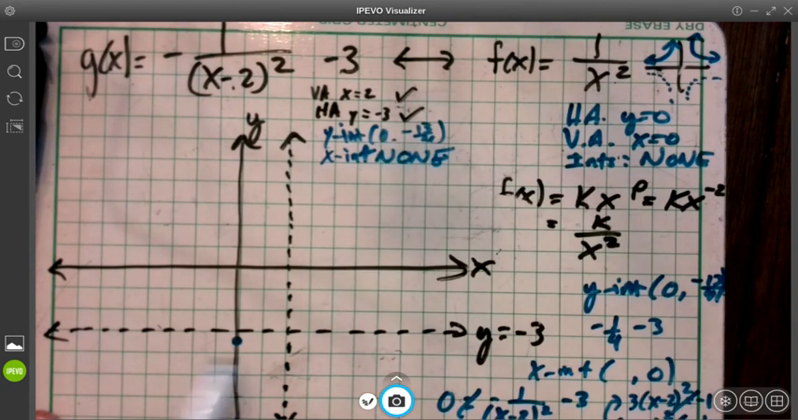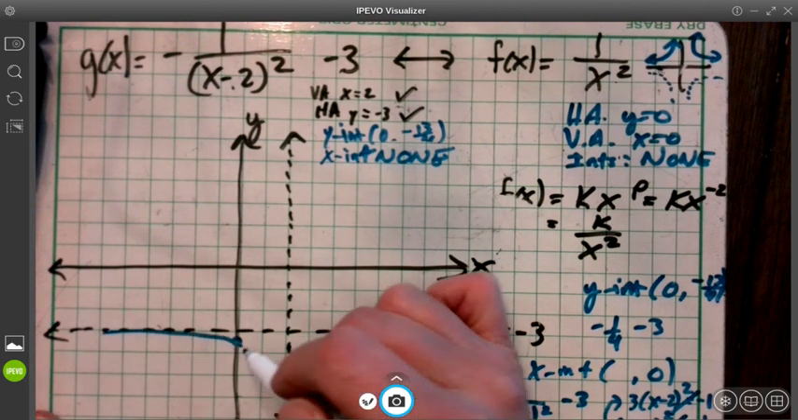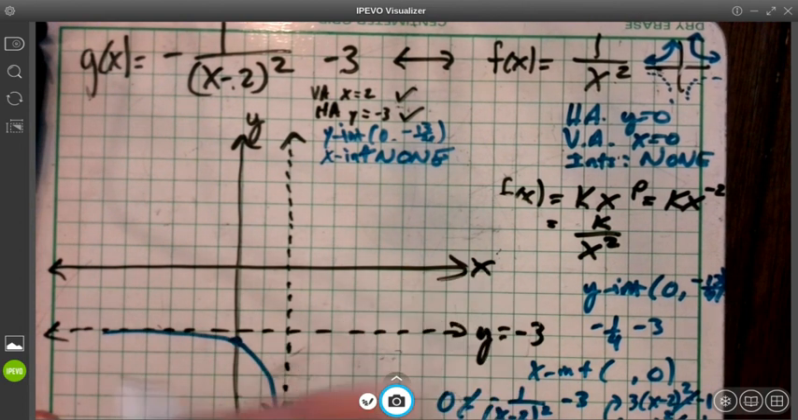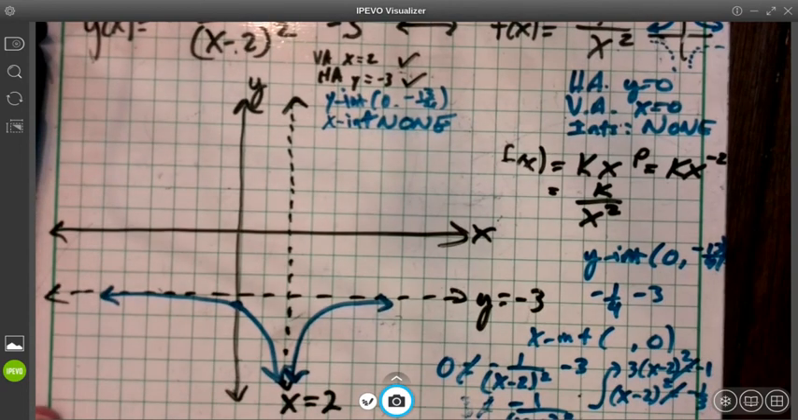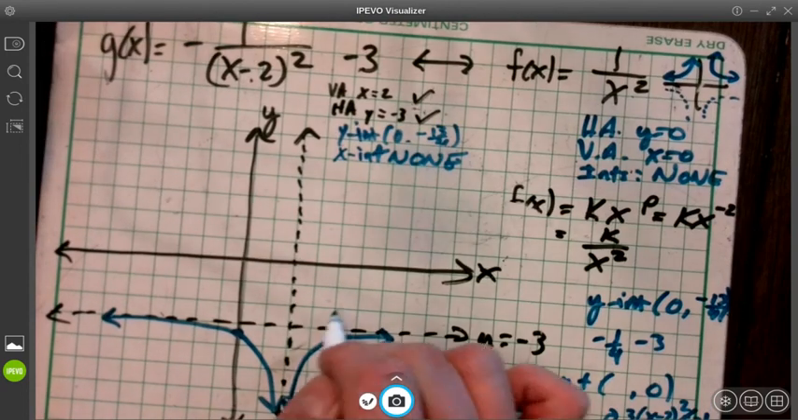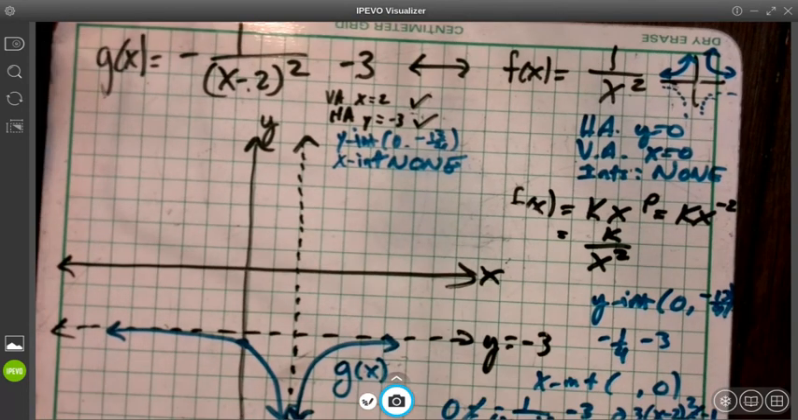So here we go. I got this y-intercept to hit, and then I got to do my best job of hugging these asymptotes. Beautiful. Coming from the depths, leveling off at -3. And there is a second graph. This is g of x in all its glory. It's the good stuff right there.